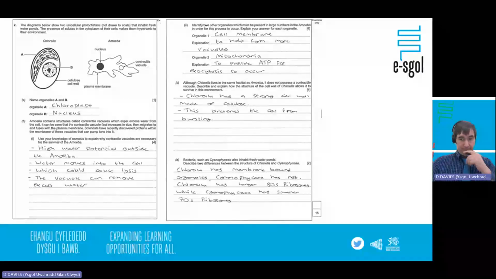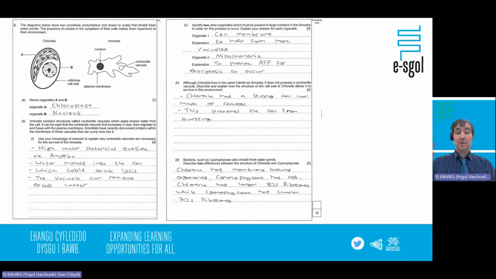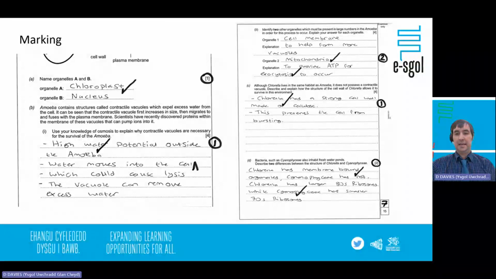Right, next one. Yet again, you can scroll back in the video and find the mark scheme for this. And I'd like you to tell me how many marks you think Johnny got for that. And here are his answers. So again, correctly labeled. This one, there's a word missing. There's an important term missing.